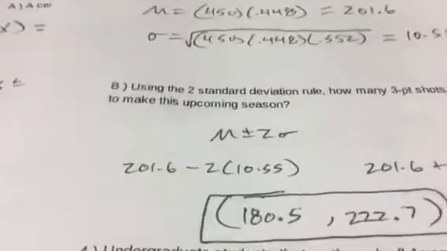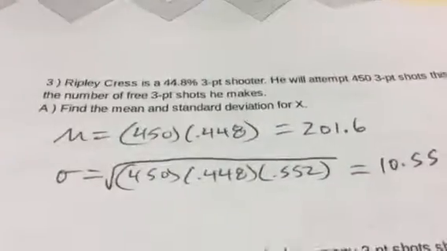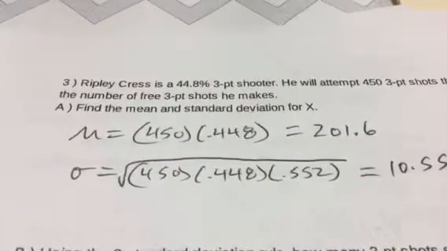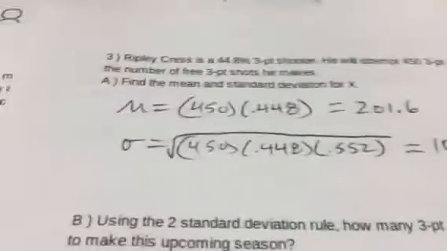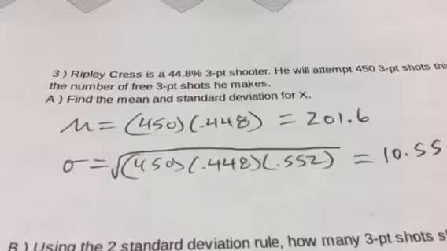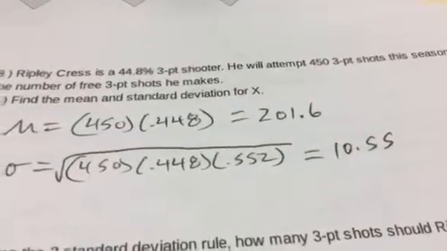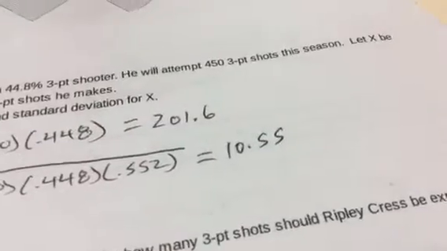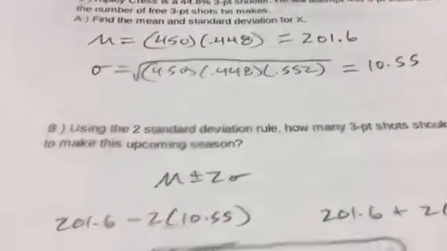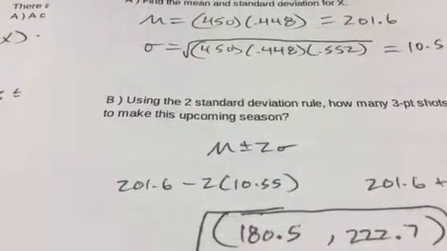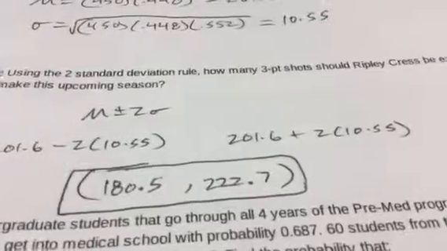Moving on here, number 2, our favorite player, Ripley Press. That's probability of success, 0.448. Multiply it by 450 shots. Let X be the number of 3-point shots he makes. That's the mean. That's the standard deviation. 2 standard deviation rules, simply the mean plus or minus 2 standard deviations. Anything outside of that would be an outlier.